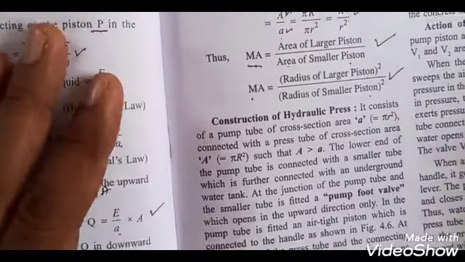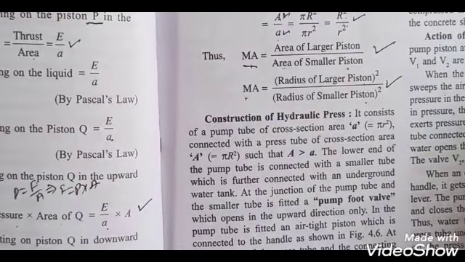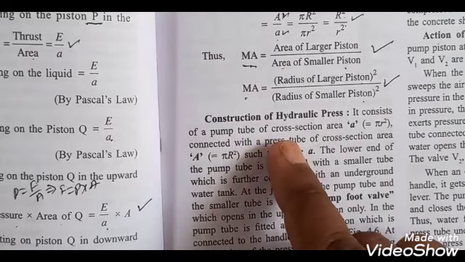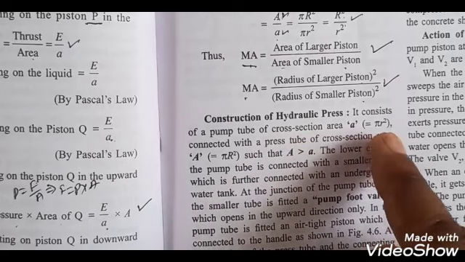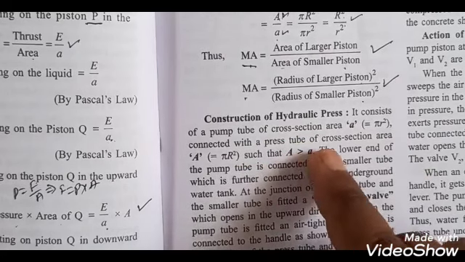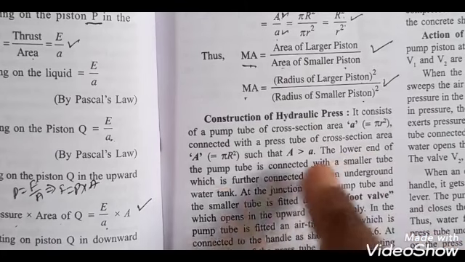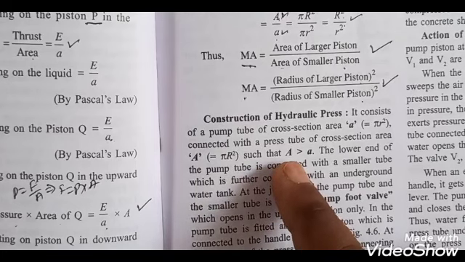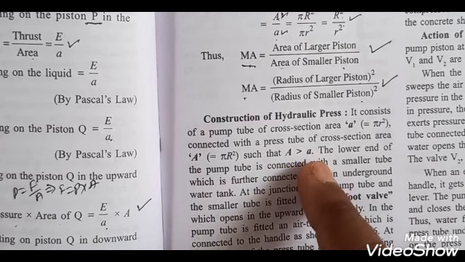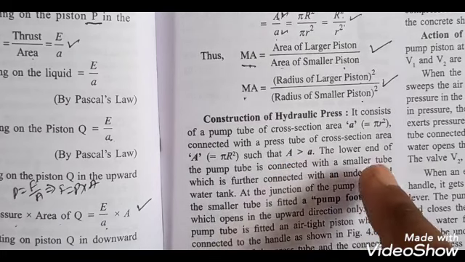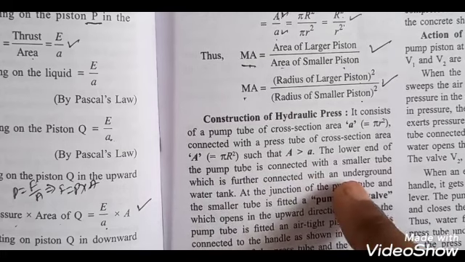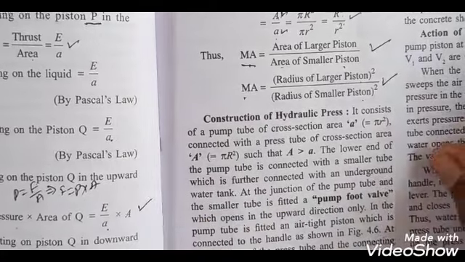Next, construction of hydraulic press. It consists of pump tube or cylinder of area of cross section small a, that is pi r square, connected to press tube of area of cross section capital A, pi capital R square, such that area capital A, means the larger piston, that is press piston, is much more than area of the pump piston. Lower end of the pump tube is connected with a smaller tube, which is further connected with an underground water tank. See, now I explain it.